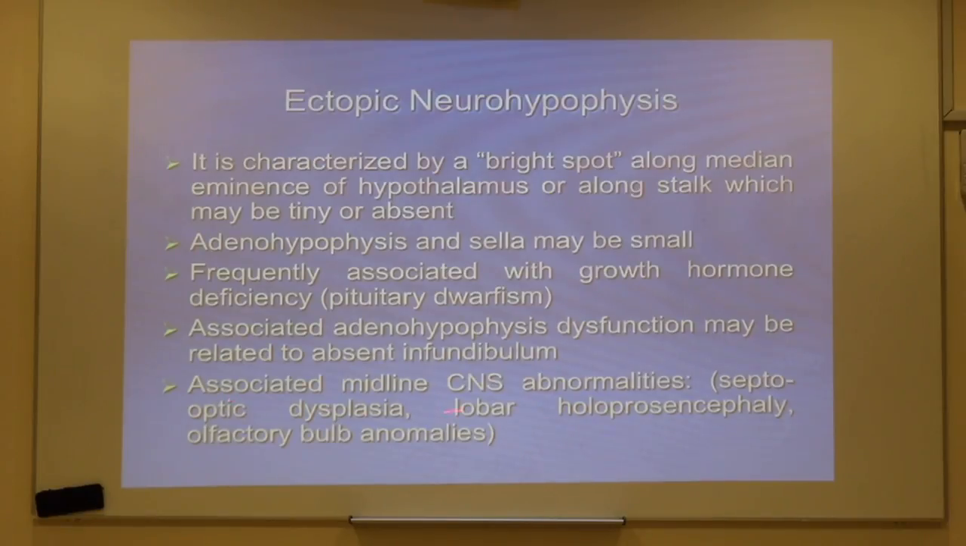Association can be with midline CNS abnormalities like holoprosencephaly, where you would have only one cerebral cortex, and there could be problems with the olfactory bulbs, there could be problems with the optic nerve. So there could be problems with midline structures with the abnormality in terms of the ectopic neurohypophysis.